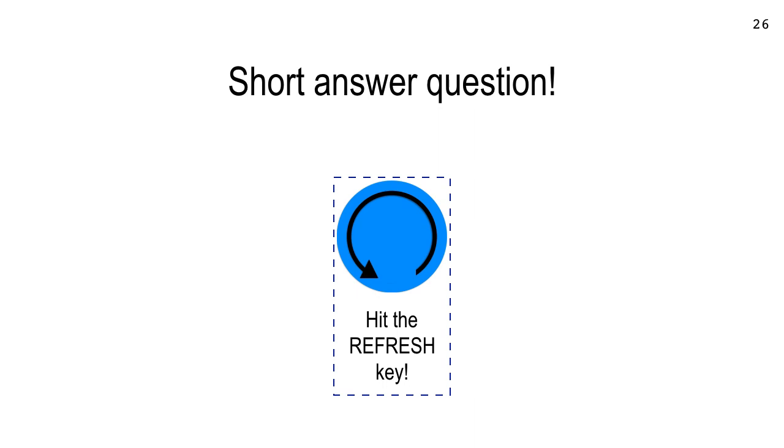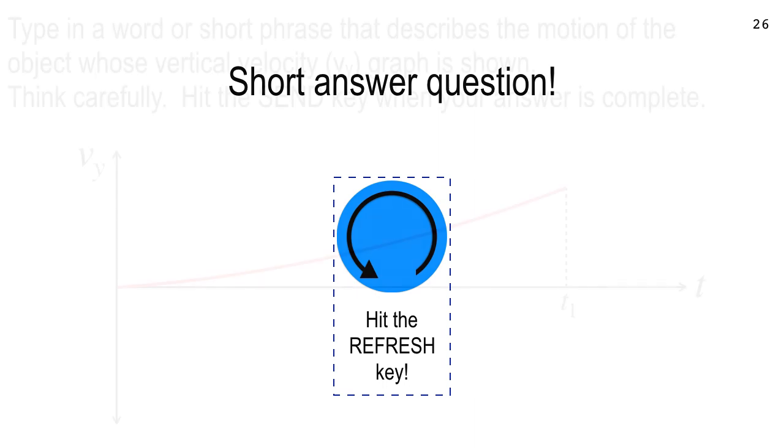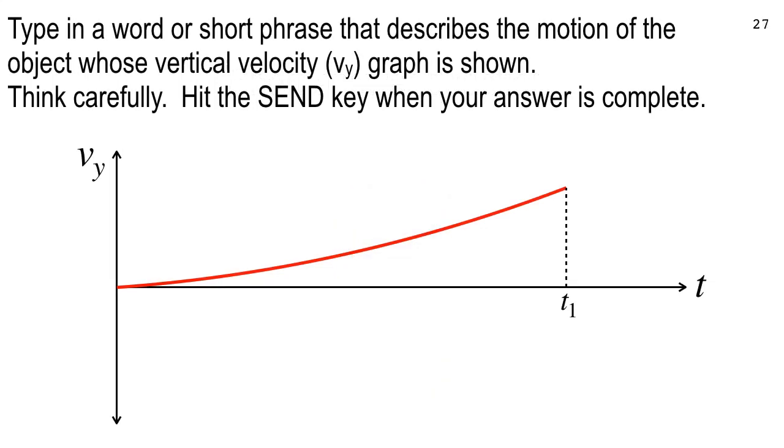Okay. Hit your refresh key, and you should get a letter. You're going to do a short answer. Now I want you to type in a word or phrase. This is not in code or anything like Tuesday. A word or short phrase that describes the motion of an object whose vertical velocity, Vy, graph is shown. Think carefully.